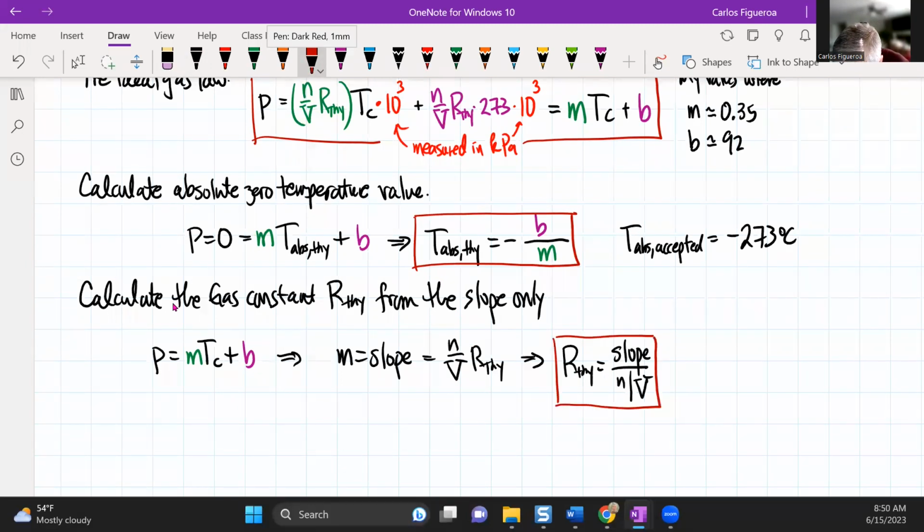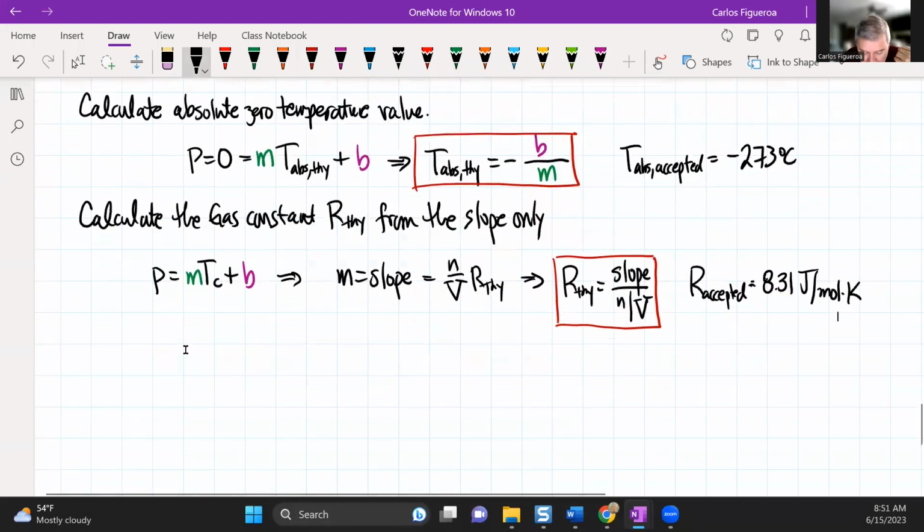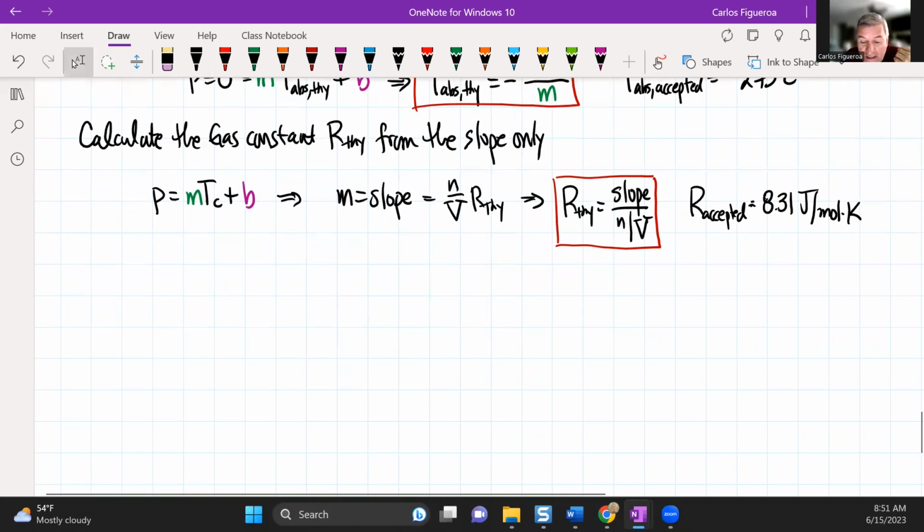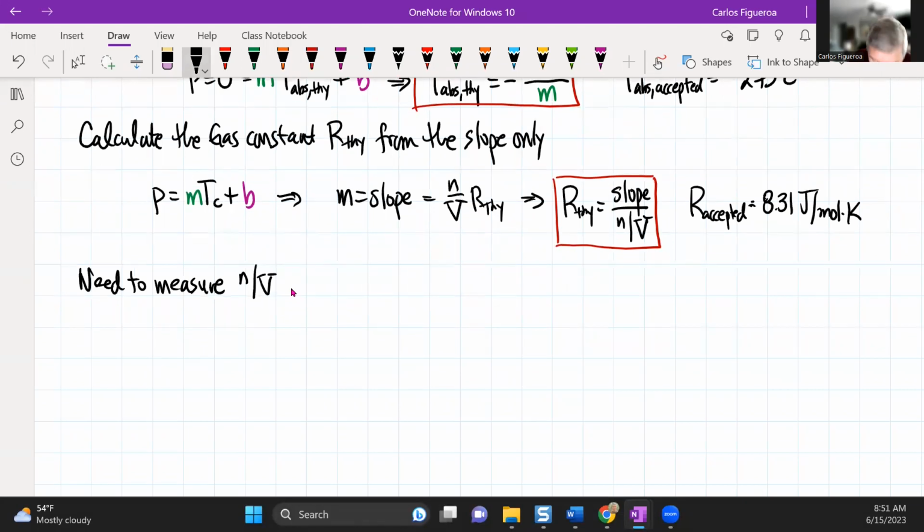the volume, where the accepted value is 8.31 joules per mole Kelvin. So it turns out that in this calculation, you need to measure N over V in your local area.